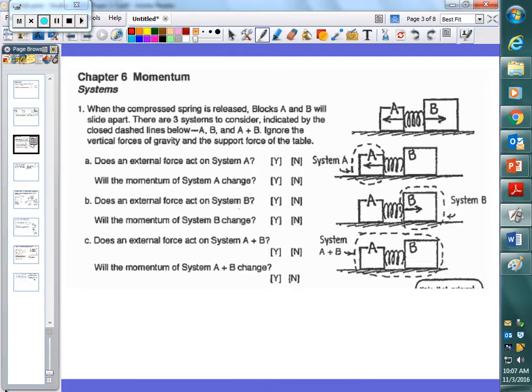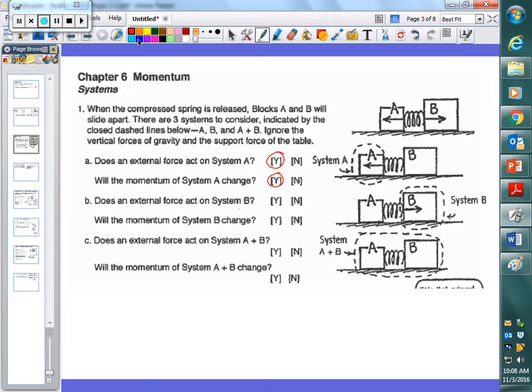So, does a force act on system A? Yes or no? Yes, it does. Where does it come from? The spring needs something to push against, right? So the system A feels a force from B, right? Will the momentum of system A change? Yeah. Force causes changes in momentum, right? Impulse, yes. Individually, system A changes momentum.